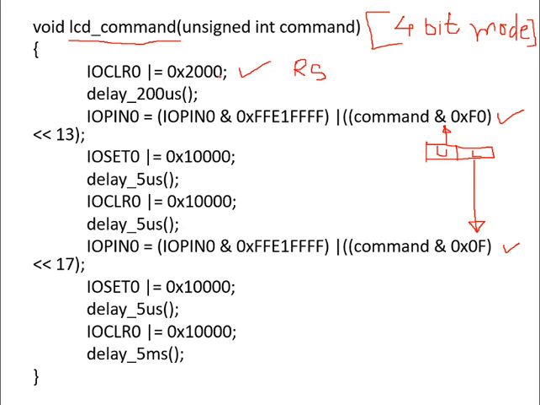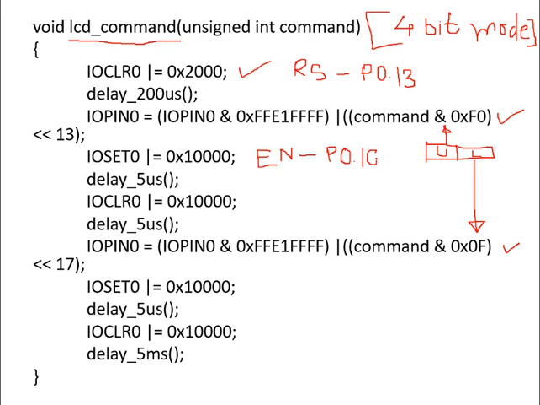Okay, this is bit number. You can say 0 1 2 3 4 5 6 7 8 9 10 11 12 13. So RS is P0.13. Then we have the enable pin. So it is 0 1 2 3 4 5 6 7 8 9 10 11 12 13 14 15 16. So enable is P0.16. Okay, so this pin P0.16 we have used there.